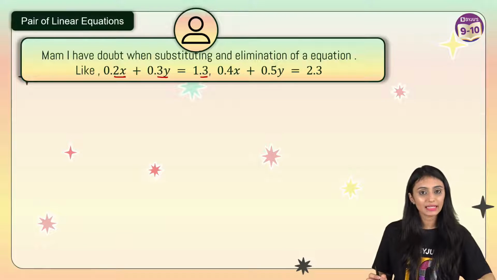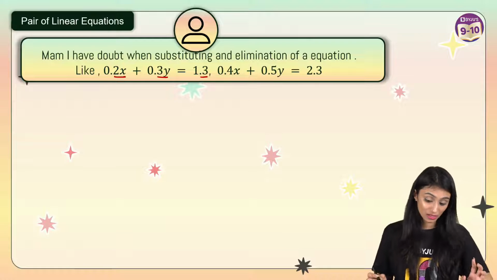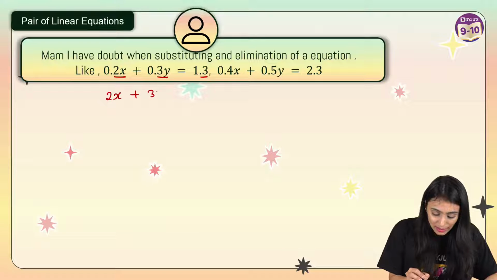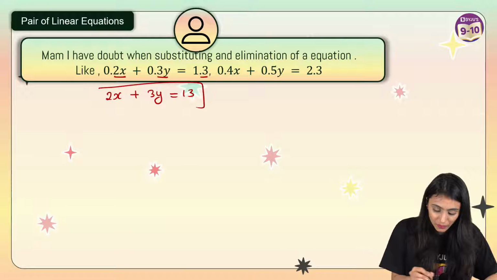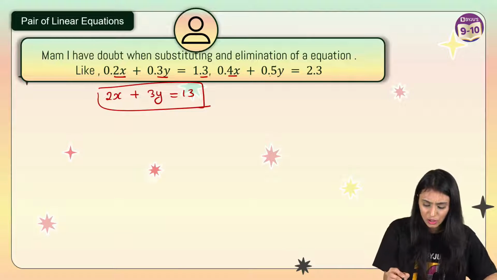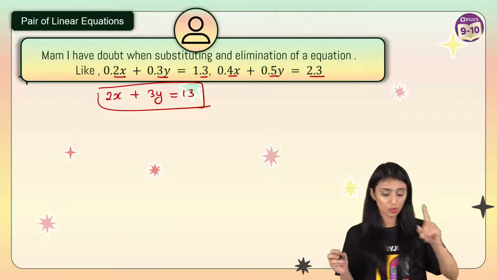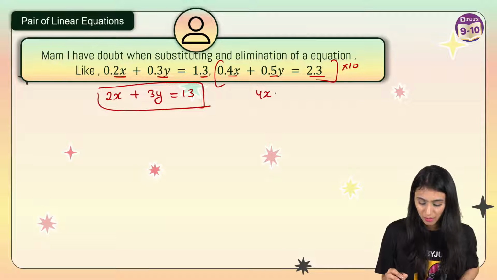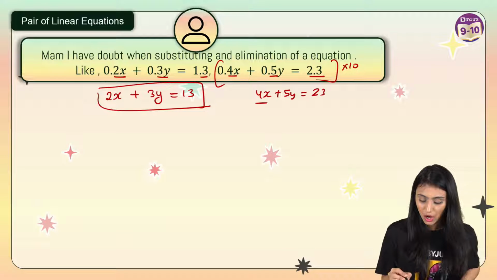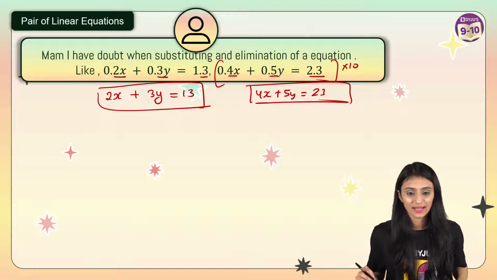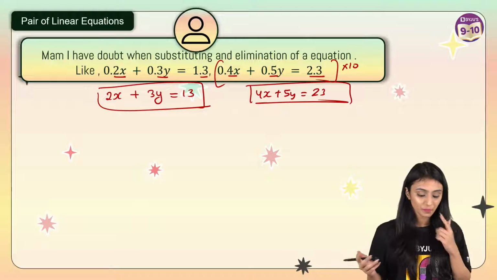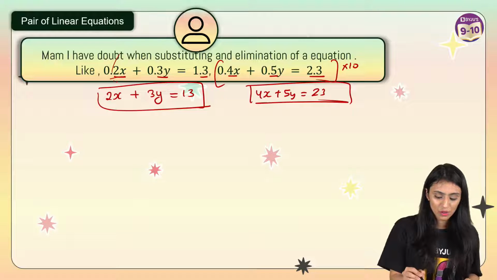So if I multiply the entire equation by 10, because there is only 1 digit after the decimal point, it will become 2x, this will become 3y, this will become 13. Simple equation. Similarly here also, you've got only 1 digit after the decimal point. Multiply the entire equation by 10, that's going to be 4x plus 5y equals 23. Who asked this question? Yes, Anvi, right? Multiply by 10. Yes, Yash. Either you multiply or you can remove the decimal, same thing.